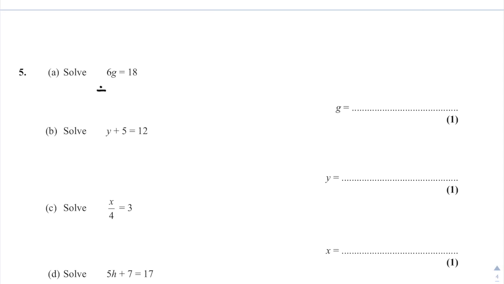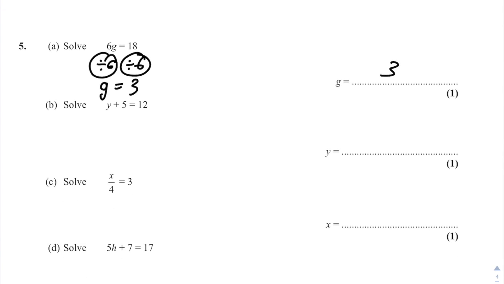just got to divide by 6 to get g on its own, divide by 6. So this leaves you with g equals 3. So B says solve y plus 5 equals 12. So we've got to minus 5 from both sides to get y on its own. That leaves you with y equals 7.